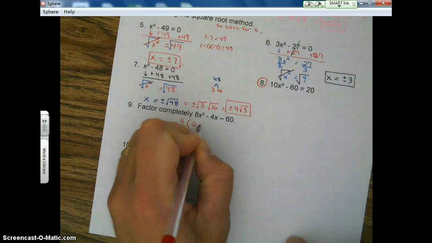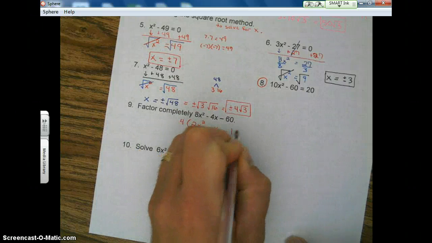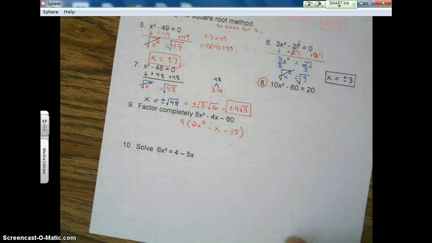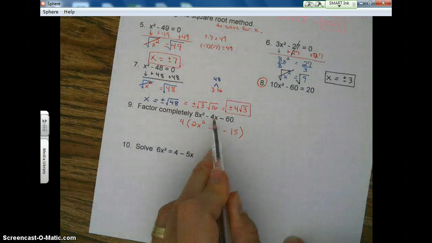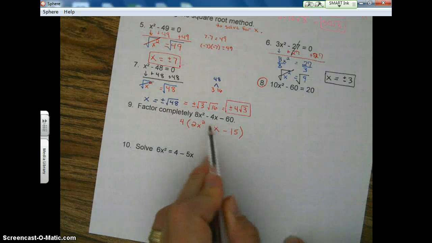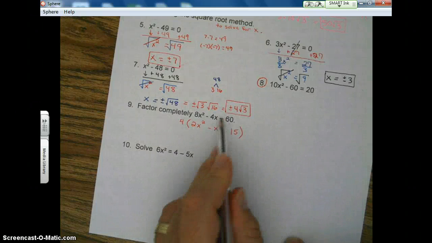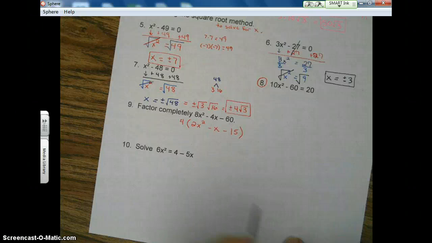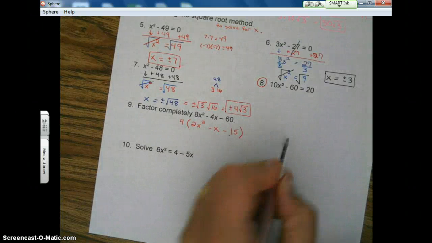So factoring out a 4. Remember, factoring means to divide. So 8 divided by 4 is 2. 4 divided by 4 is 1. 60 divided by 4 is 15. And I just bring the signs down. So this is going to be a little bit easier to factor.